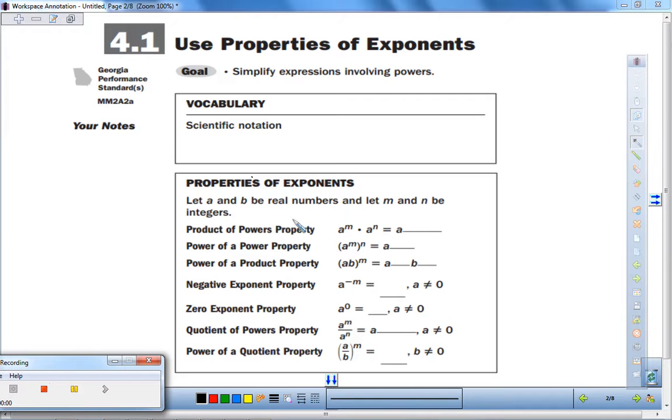Alright, here we're looking at the properties of exponents. We're going to simplify expressions involving powers.